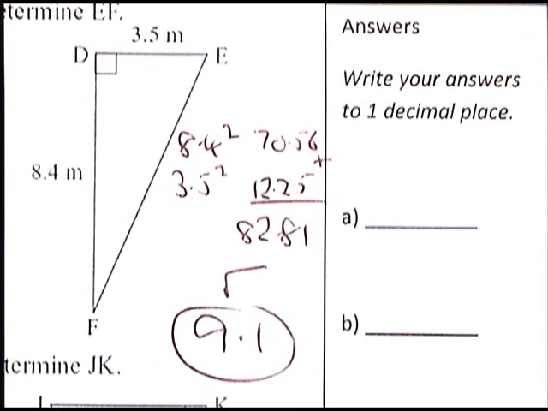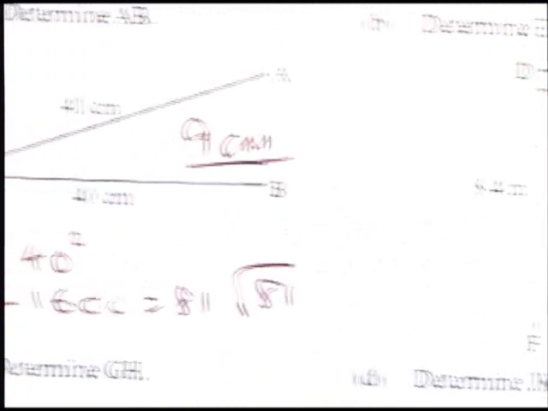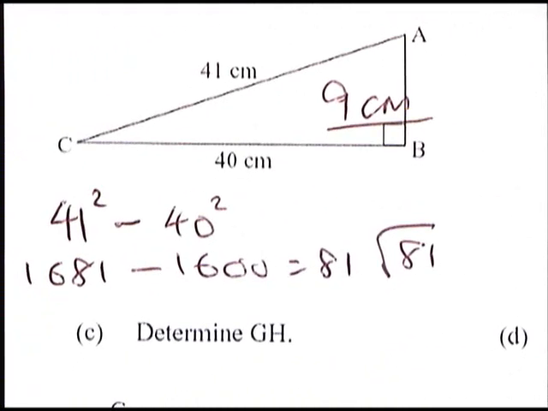Yes? I didn't get number A again. Okay. Part A. Again, both measurements, square them. Is that okay for you? Yeah.